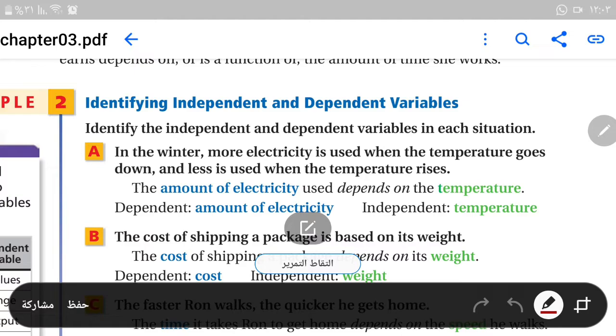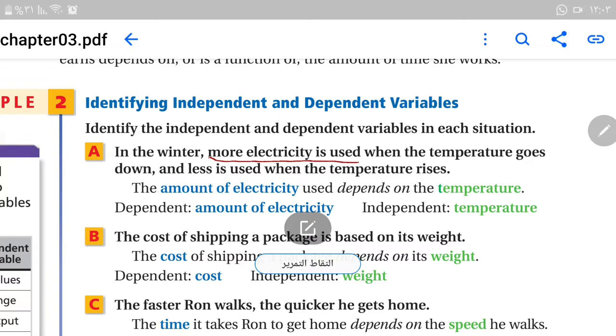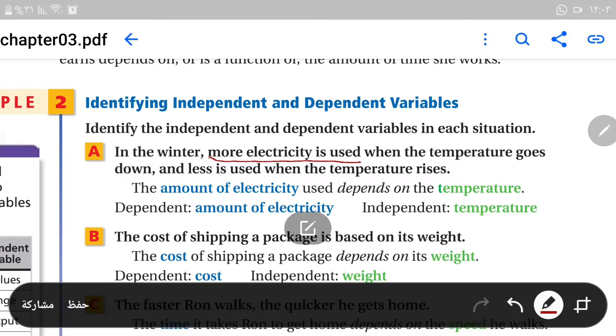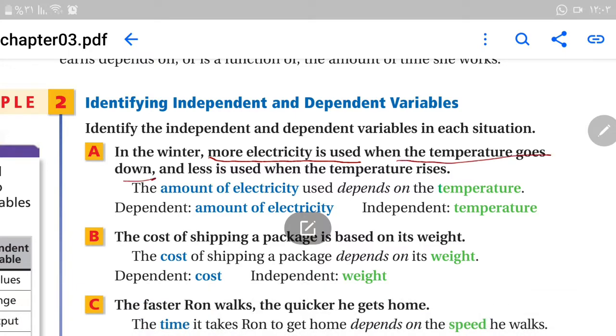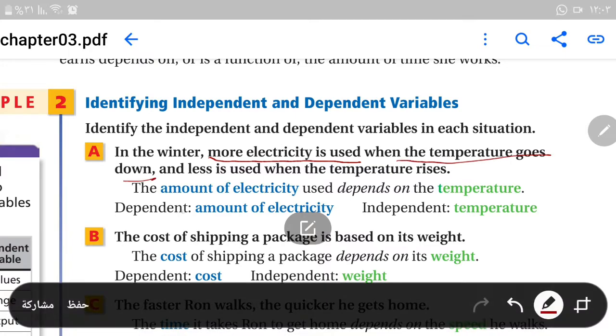Okay, what happened? The electricity usage is rising when the temperature goes down. So first the temperature goes down, then the electricity use is more. So the temperature is the independent variable and the electricity is the dependent variable.